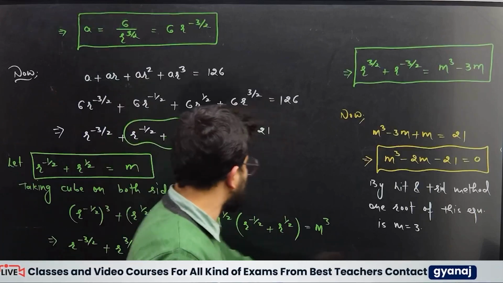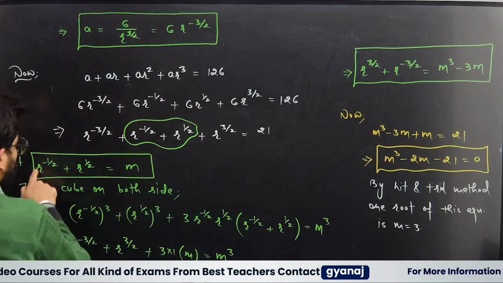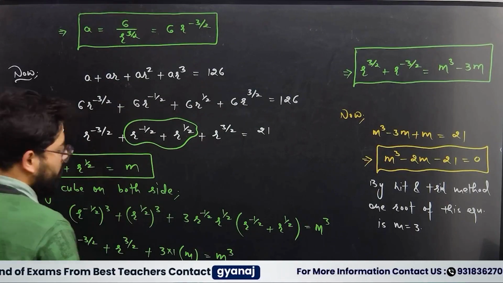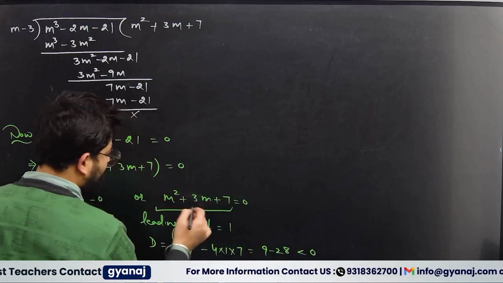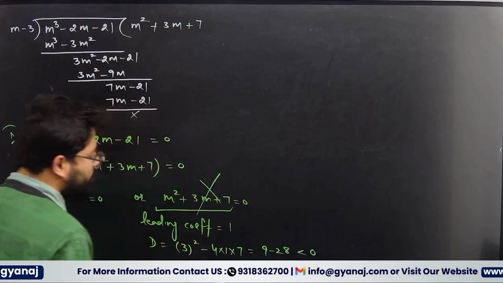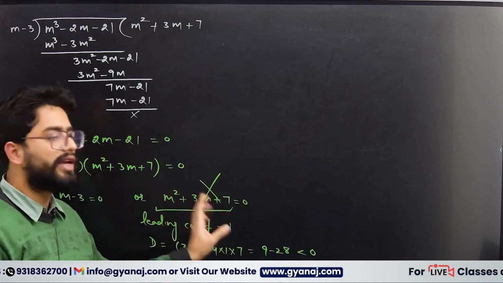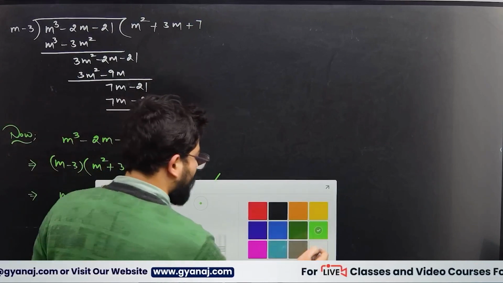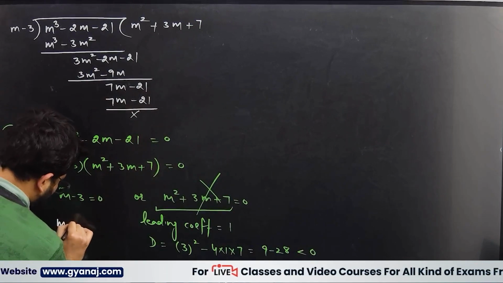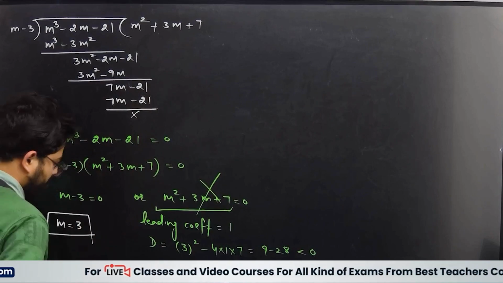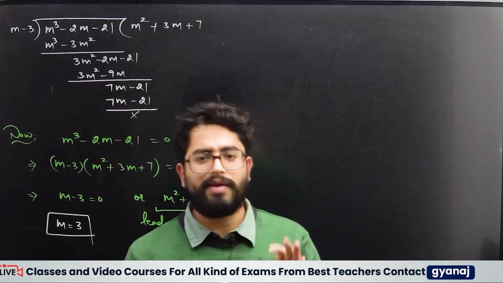But m must be real. Why? Because r is greater than 0. So this is greater than 0, this is greater than 0, so that's a real number. Therefore we do not have any value for m for this particular equation. Is it clear? So my final value of m is what? It means m must be 3. Okay, so m is now 3.